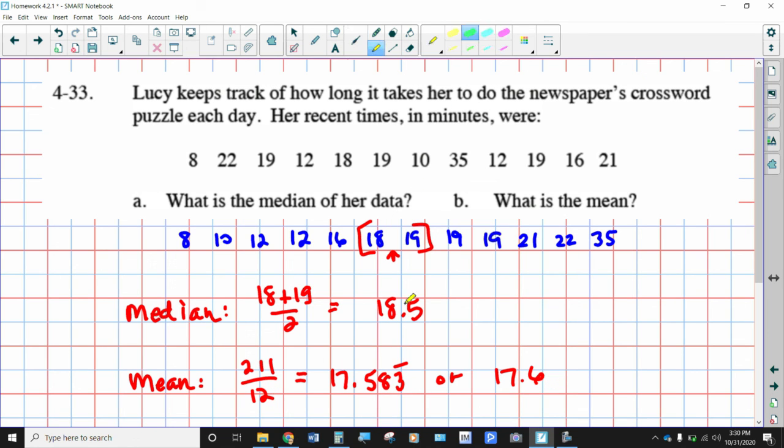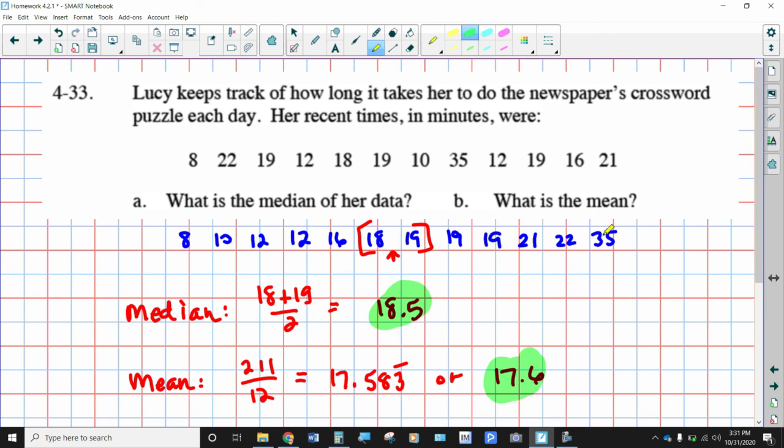Now, which one is the better average? Is it the median or the mean? It really doesn't make any difference. I would say if you had an outlier that was an obvious outlier, then the median would be the better average. If you do not have an outlier, then the mean is the better average.